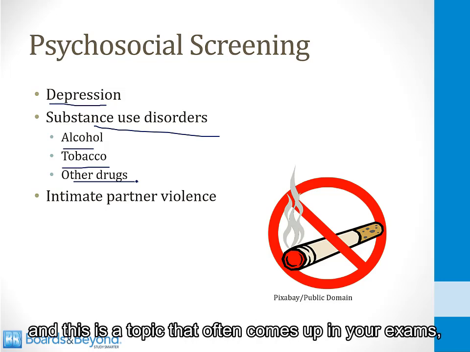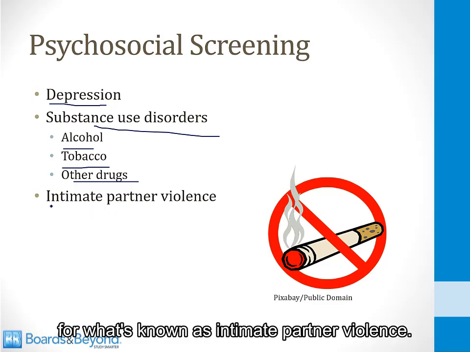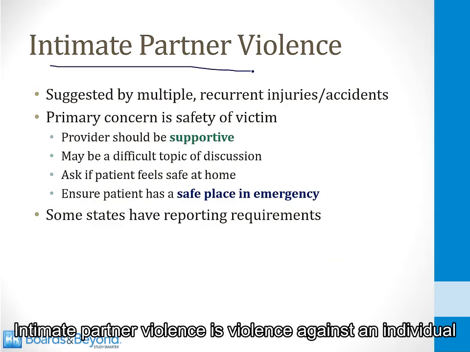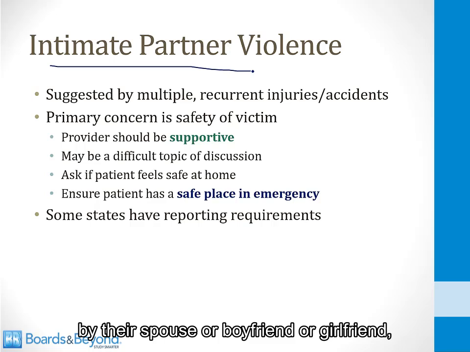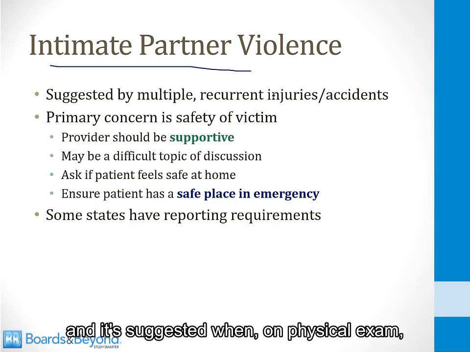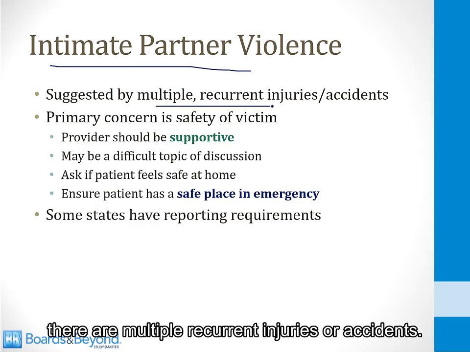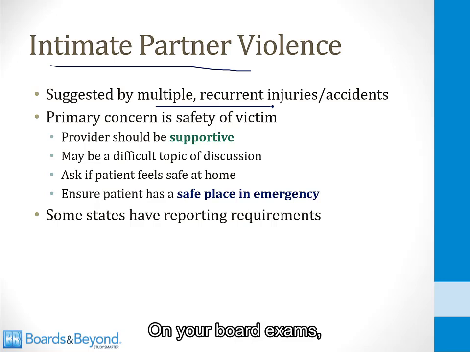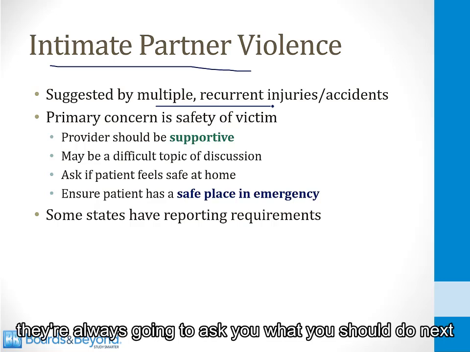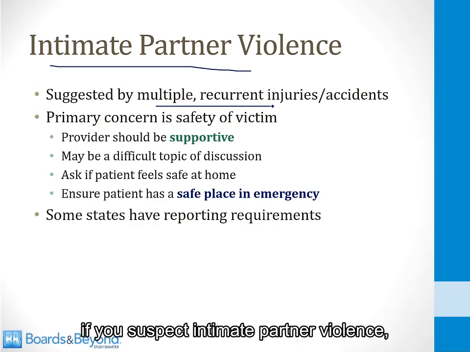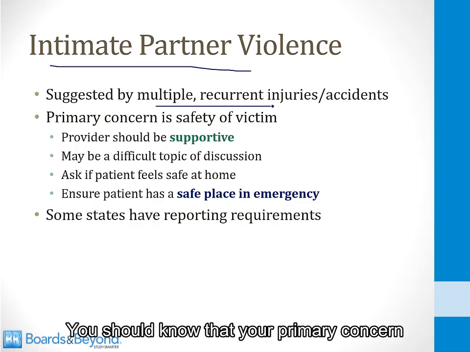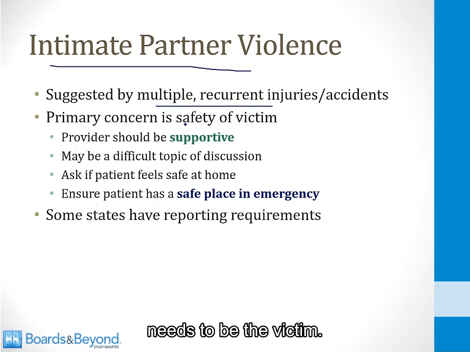And then finally, and this is a topic that often comes up in your exams, we should be screening healthy adults for what's known as intimate partner violence. Intimate partner violence is violence against an individual by their spouse or boyfriend or girlfriend, and it's suggested when on physical exam there are multiple recurrent injuries or accidents. On your board exams, they're always going to ask you what you should do next if you suspect intimate partner violence. And you should know that your primary concern needs to be the victim.